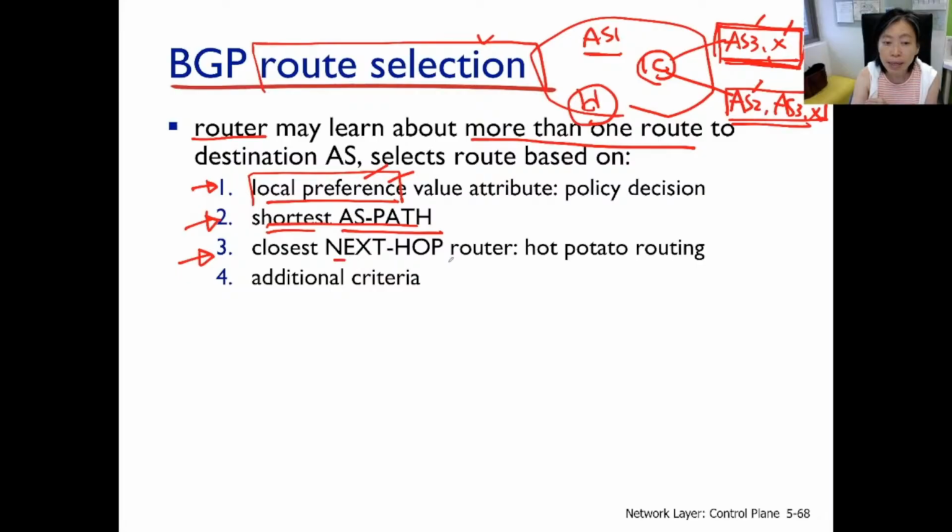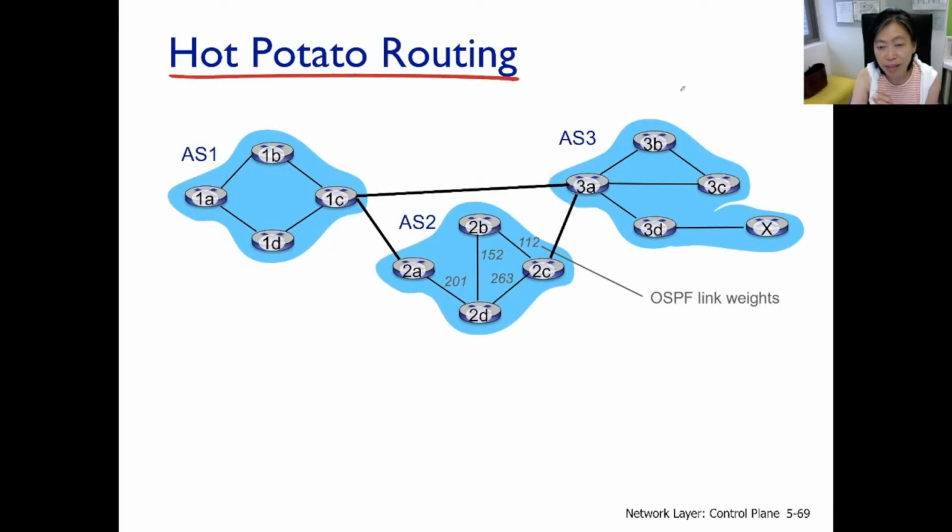We pick the closest next hop router. 1D here sees 2 paths. The next hop router for this path is going to be 1C. The next hop router for this path here is going to be 1C as well, because 1C is the border router receiving these advertisements. But if you consider a slightly different scenario, so again, we have AS3, AS2, and AS1.